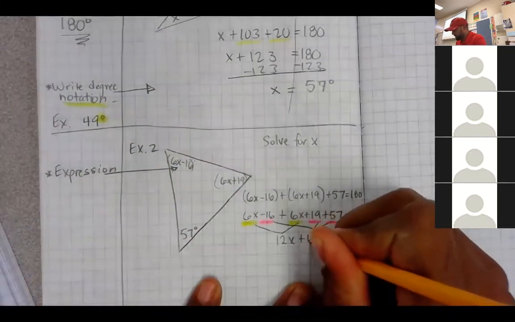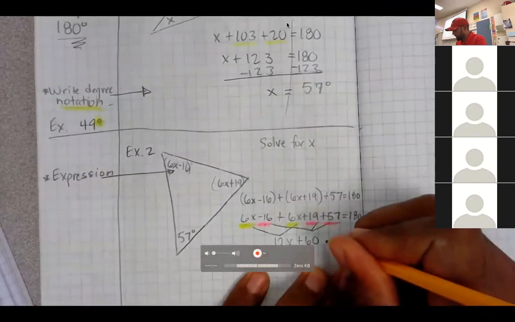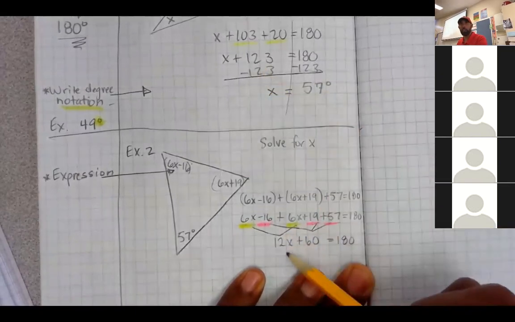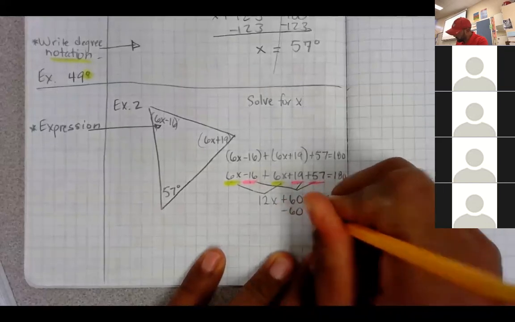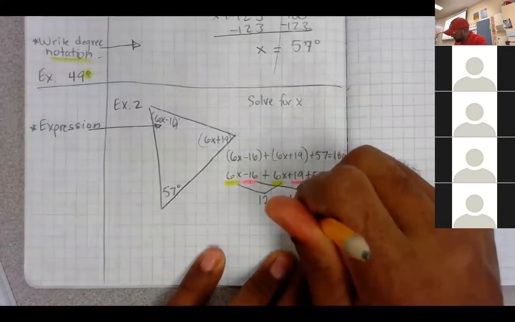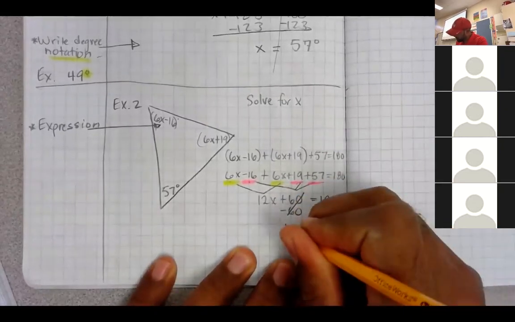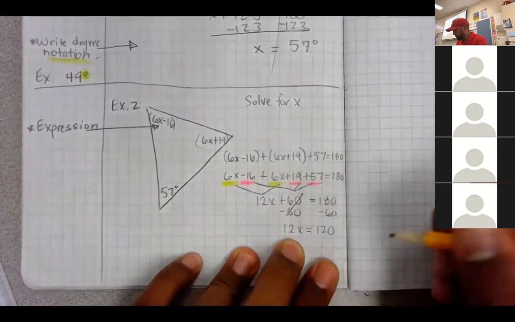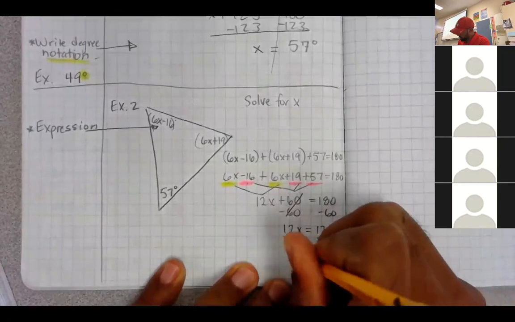So plus 60, because it's positive. Okay, that equals 180. We'll do the same thing like we did here. We're going to get x by itself, isolate x, so minus 60 and minus 60 here. And that's going to equal 120. Divide by 12. x equals 10.